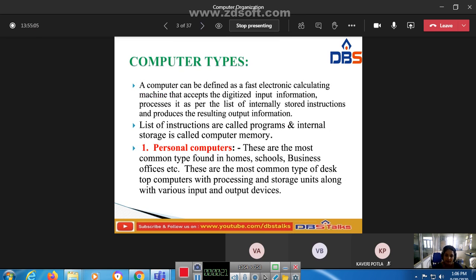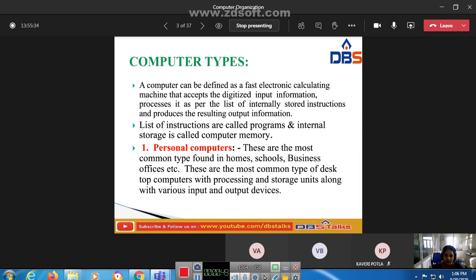A computer can be defined as a fast electronic calculating machine that accepts digitized input information, processes it as per the list of internally stored instructions, and produces the resulting output information. It means the computers we are using are fast electronic computing devices.